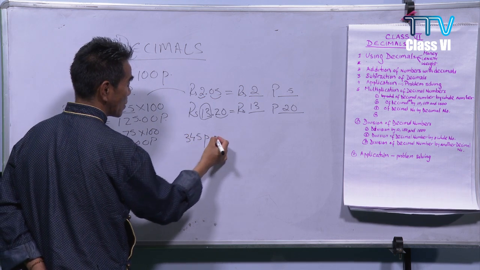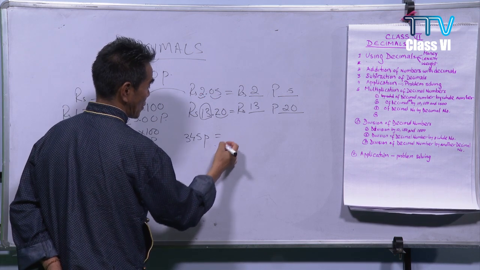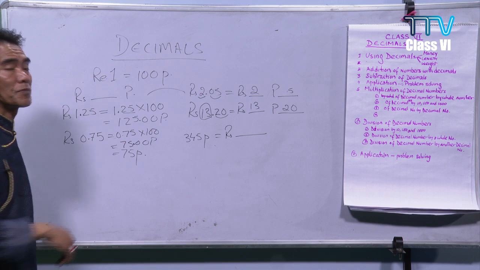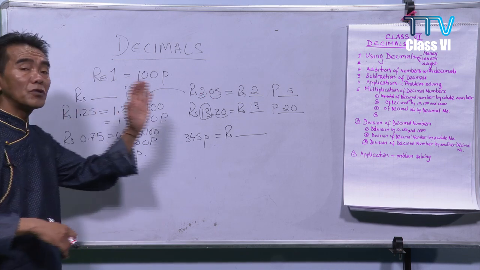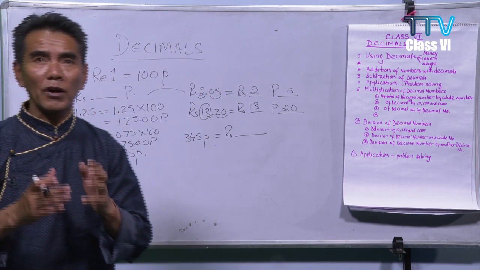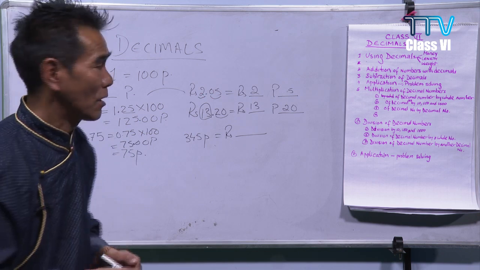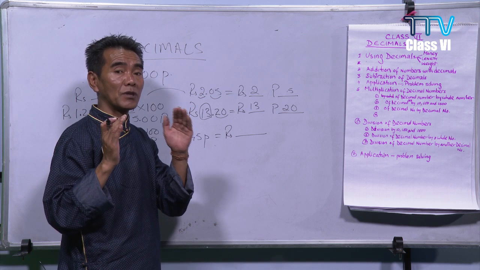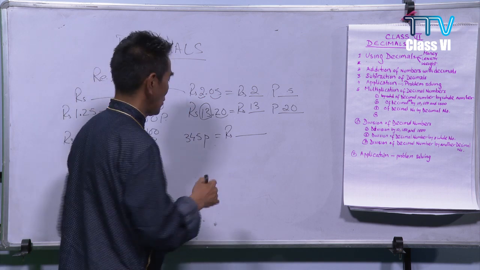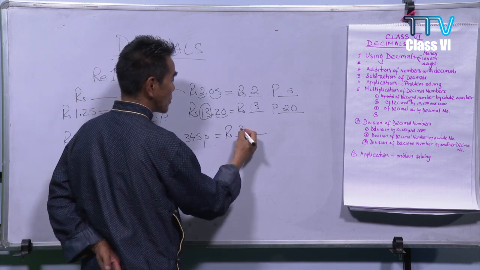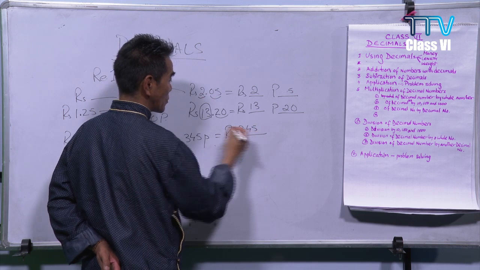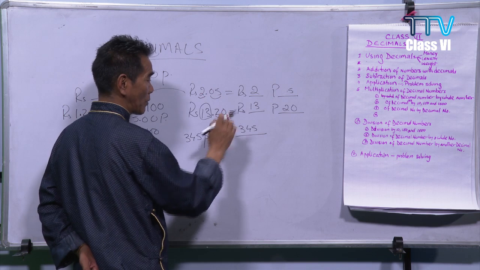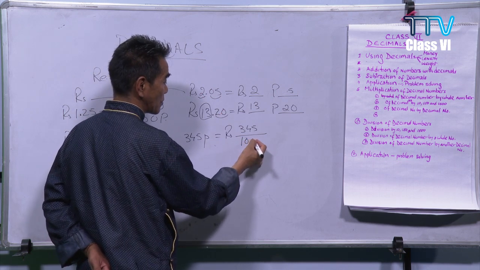345 paisa, you change to rupees. Change to what? This is the opposite. When you change units, you have to multiply by that many times. 345 paisa, you divide by 100.